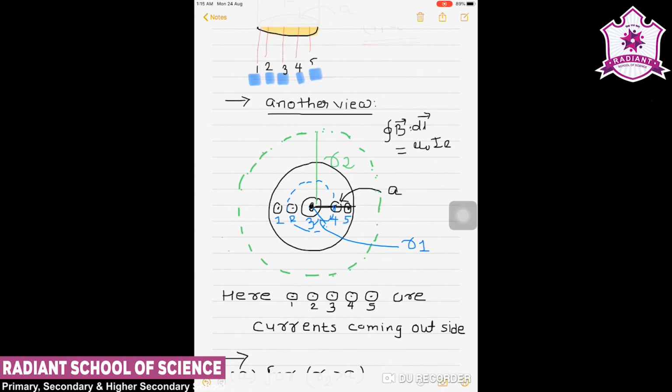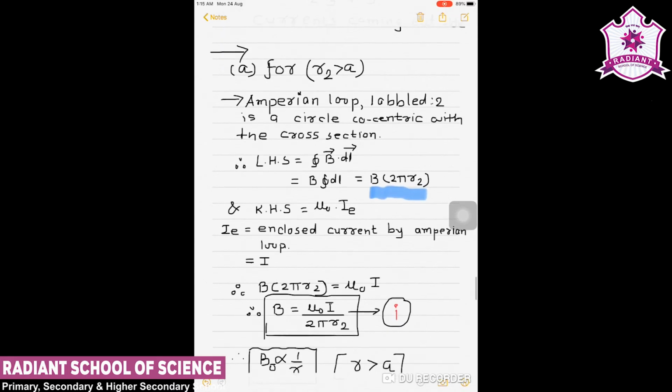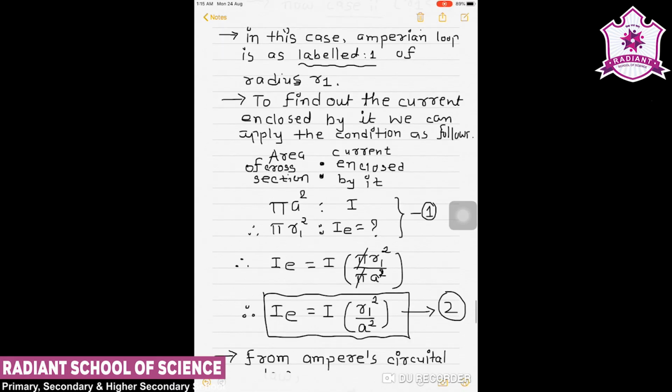So we want to find how much current is enclosed by this Amperian loop. Therefore, we will use a simple method: if the total cross section area is pi a square, as I have shown over here, then the current enclosed is I.